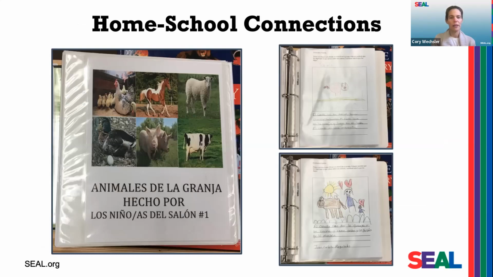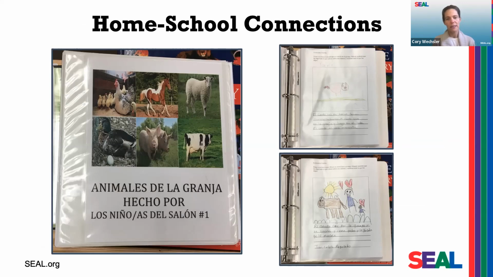All right, so here are some examples. This is from a farm unit. Families were asked to talk with their children about their favorite farm animals. This teacher put them into a binder then, which lived in the classroom library and was available for the children and their families to look at together. So you can see these aren't complex, big assignments. They're really meant to be jumping-off places for conversation.